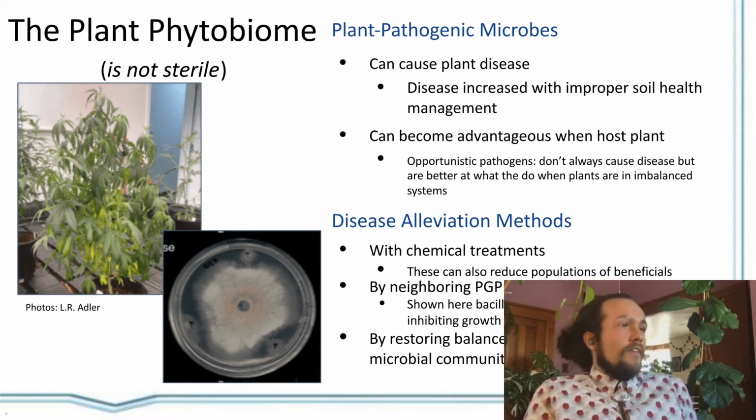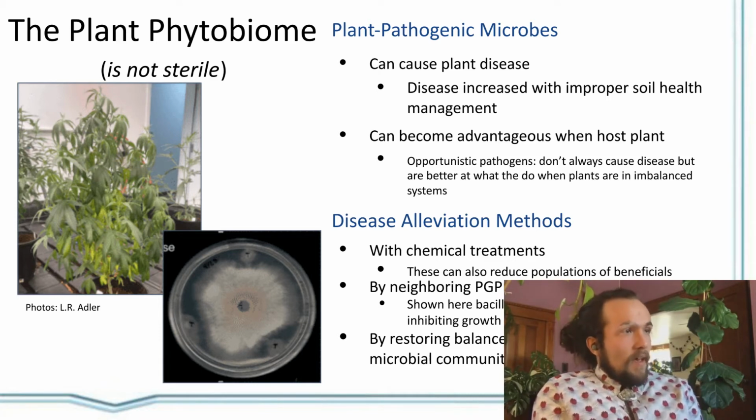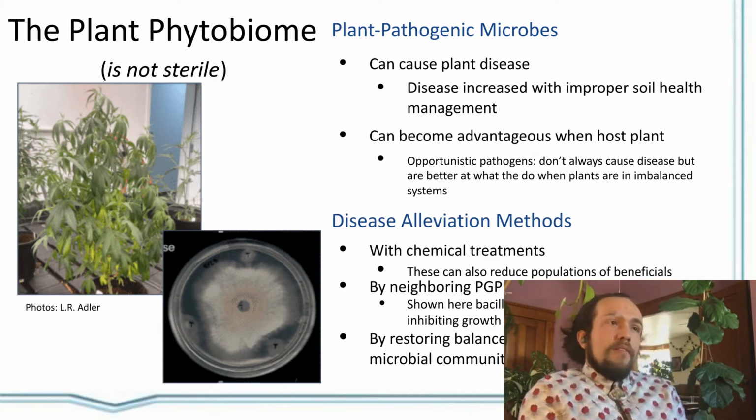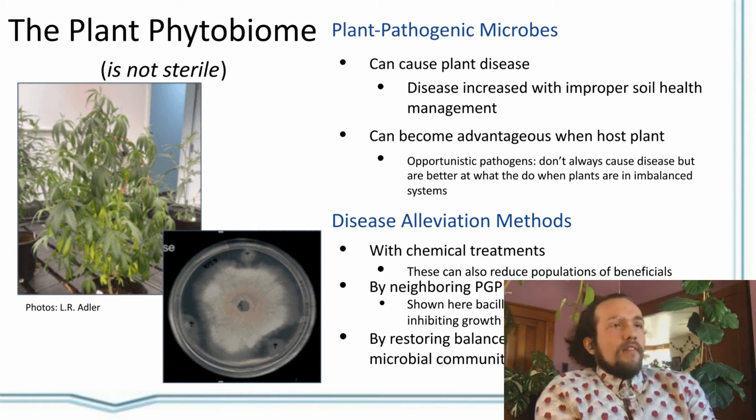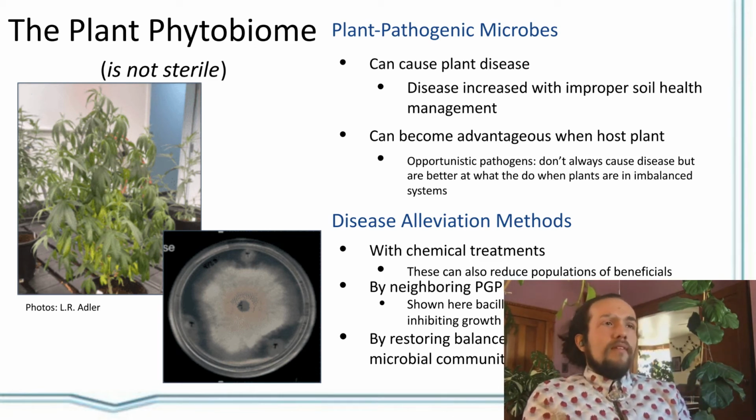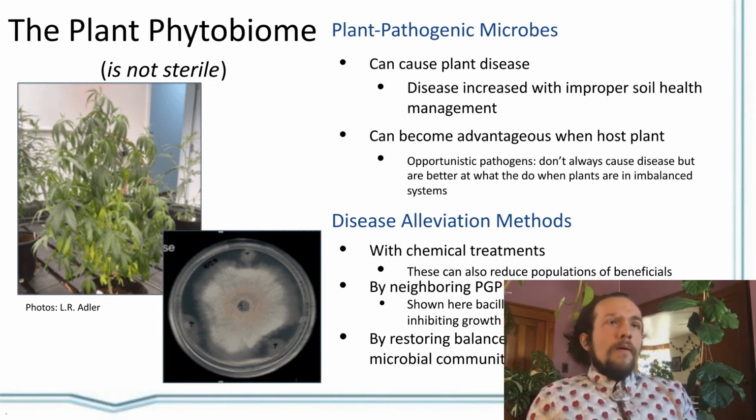On the left side of this slide, we see a plant infected with Fusarium. Fusarium oxysporum wilt is clogging the vascular system of this plant in an IPM study.